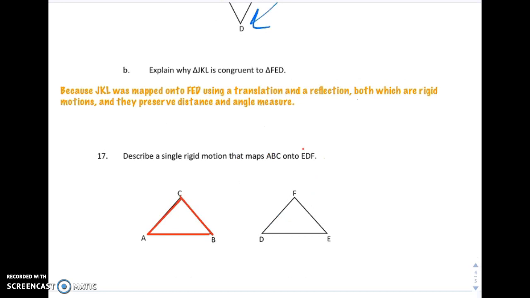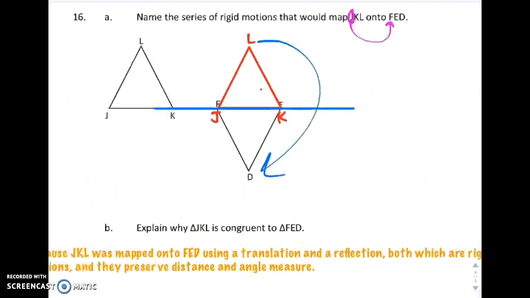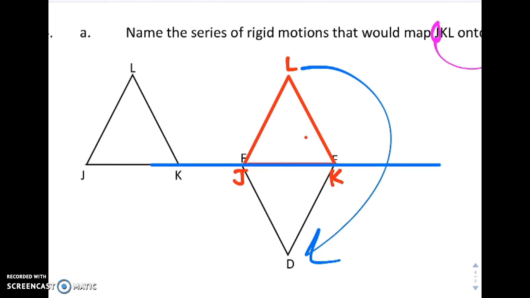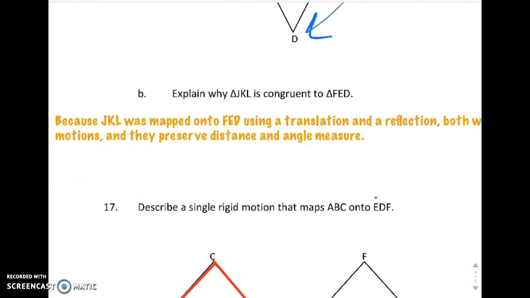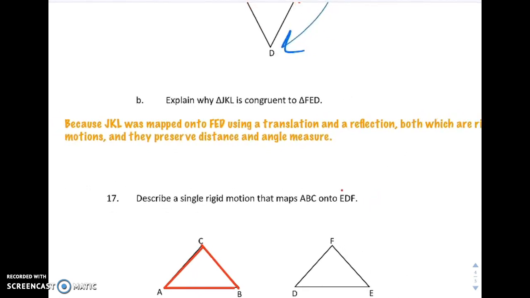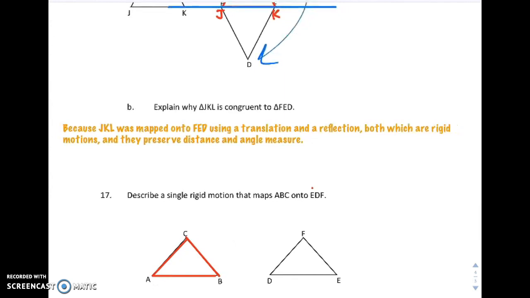So this is a typical Regents question. Once you show how one maps onto the other, which we just did, they ask why are they congruent? They're congruent because we used a translation and a reflection, both of which are rigid motions, and rigid motions preserve distance and angle, thus proving that they have to be congruent.